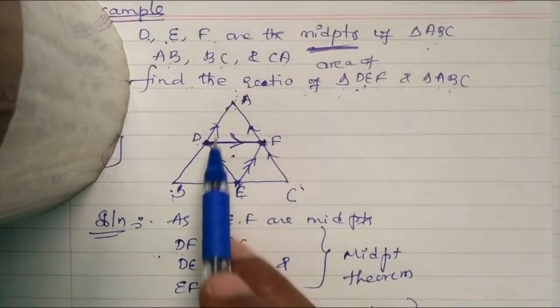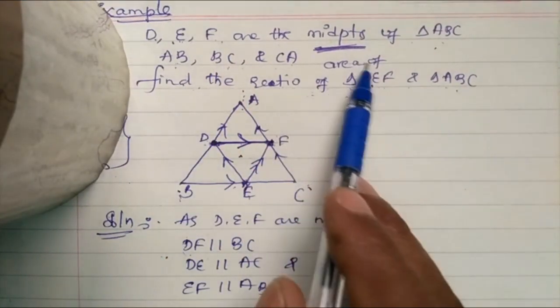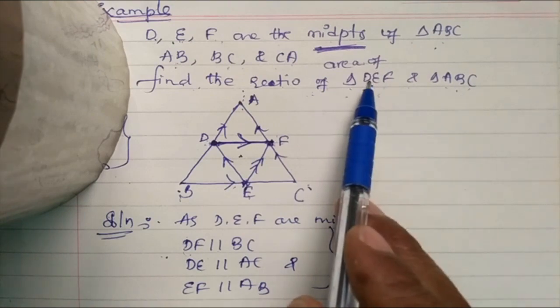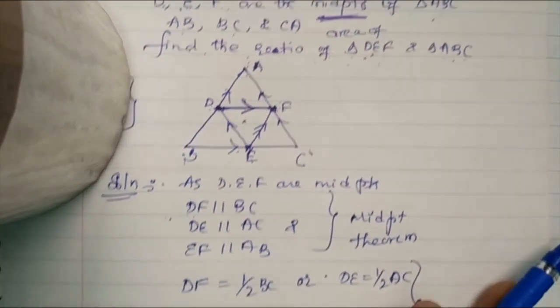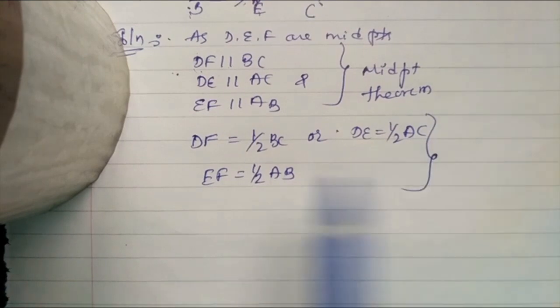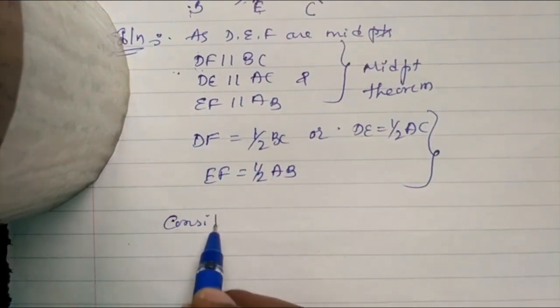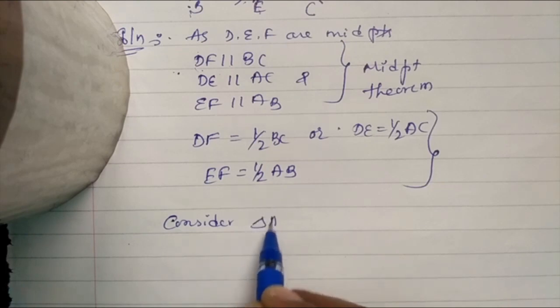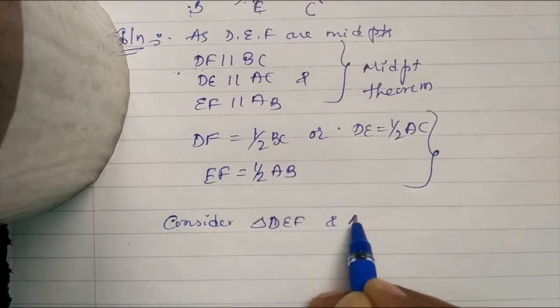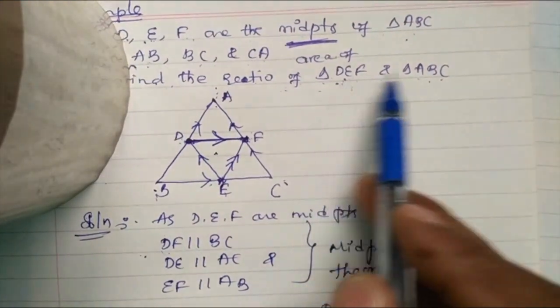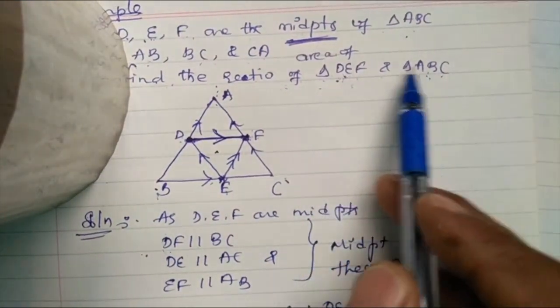Now, to write the ratio of areas of these two triangles, what I said is, first prove these two triangles are similar. Before proving similarity, you cannot write the ratio of their areas. Consider triangle DEF and triangle ABC. They asked us to find the ratio of the areas of these two triangles, right? So let us take these two triangles.